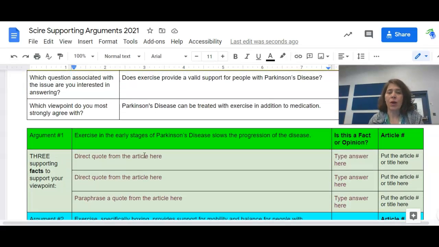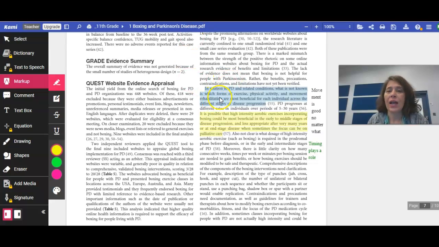Exercise in the early stage of Parkinson's disease slows the progression of the disease. So I'm going to go to my first article, which we've looked at before. This is the one about boxing. And I like this statement right here.